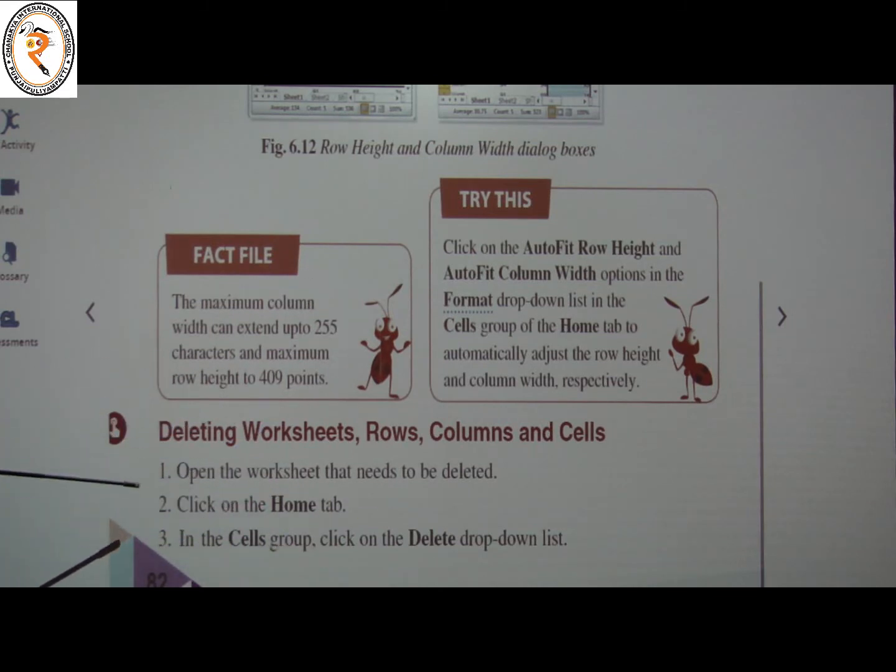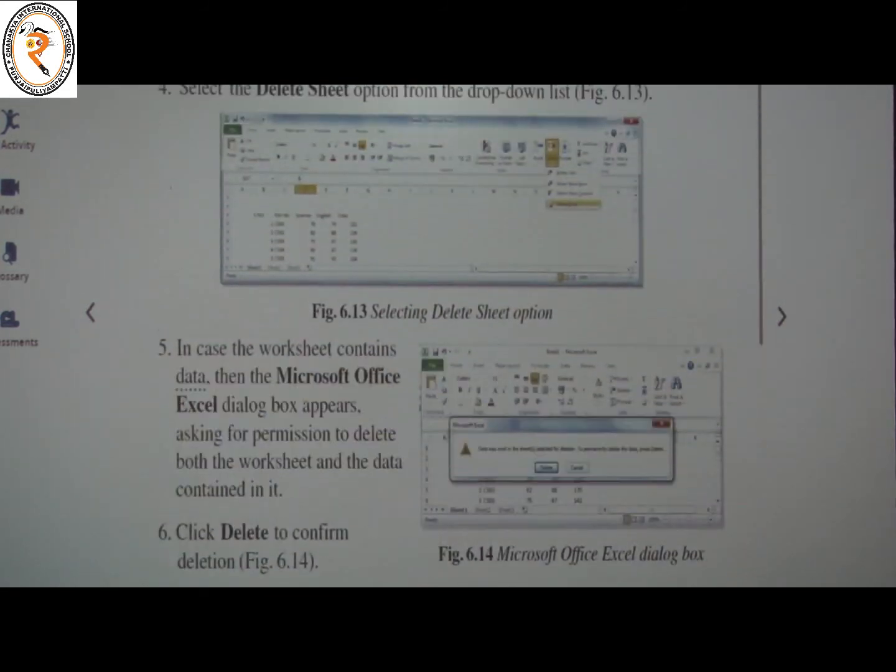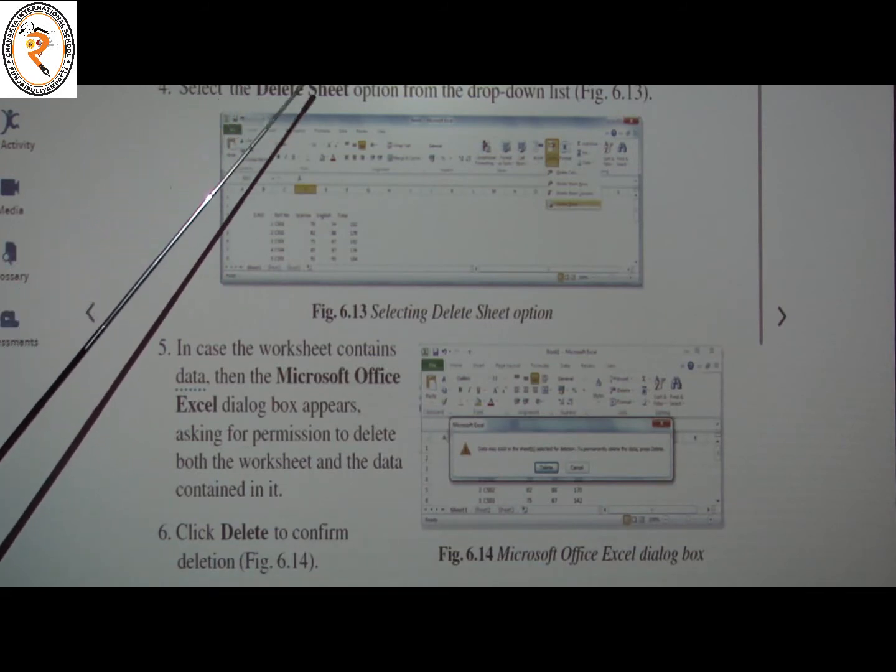how to delete them. Open the worksheet that needs to be deleted. If I want to delete worksheet number 1, I can select the worksheet. Click on the Home tab. From the Cells group, we have to select the Delete drop down list. By clicking on the Delete drop down list, we can select the Delete Sheet option.